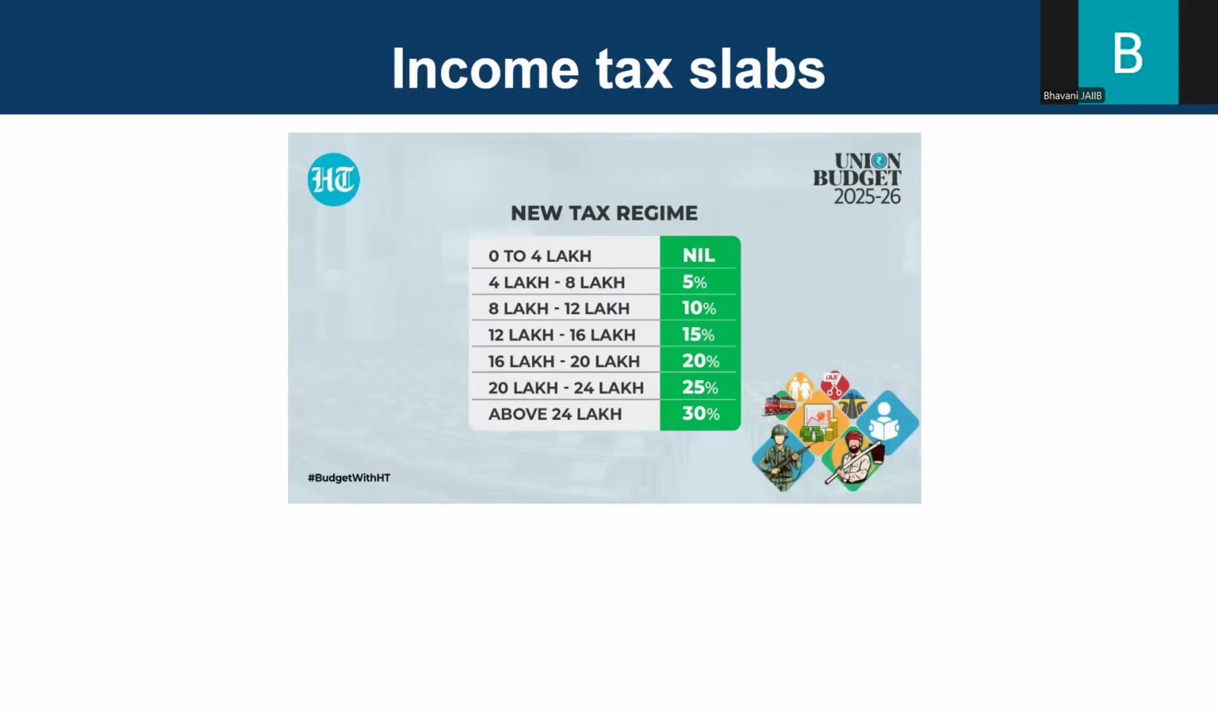What are the income tax slabs? We are looking at the new tax regime according to the Union Budget of 25-26, because what we have in the book is the older tax regime. So we will be looking at this. 0 to 4 lakhs will have nil income tax. 4 to 8 will have 5%, 8 to 12, 10%, 12 to 16, 15%. So you can just learn by heart this part too, the slabs for the new tax regime.